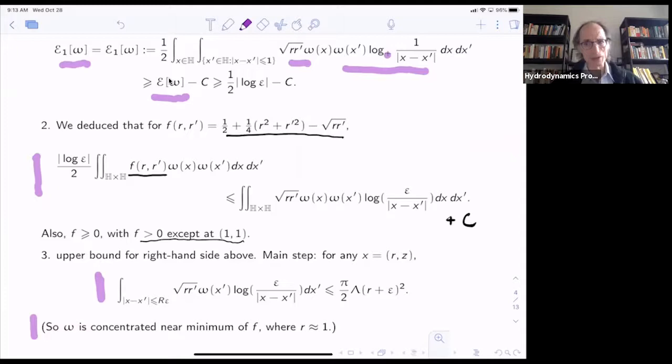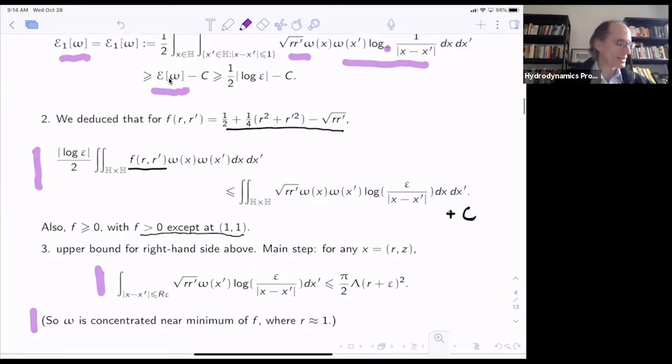And also we know that away from the diagonal, this log epsilon over x minus x prime is less than or equal to log epsilon over r epsilon, which is minus log r. Okay, and so the other idea is to say we have a lower bound away from the diagonal. We can just have a pointwise estimate for this epsilon over x minus x prime. This log is again bounded by minus log r, and then we divide both sides by that. And okay, that's that.